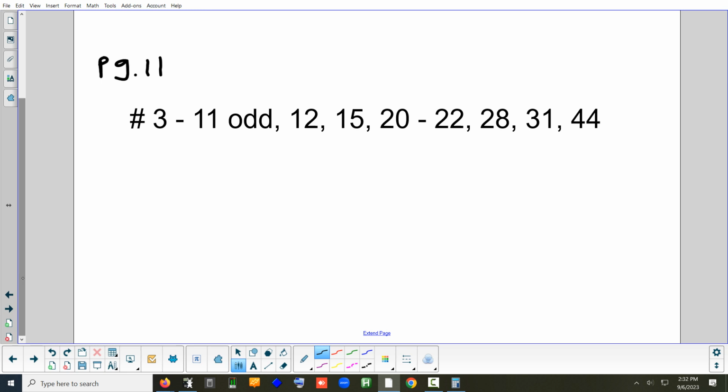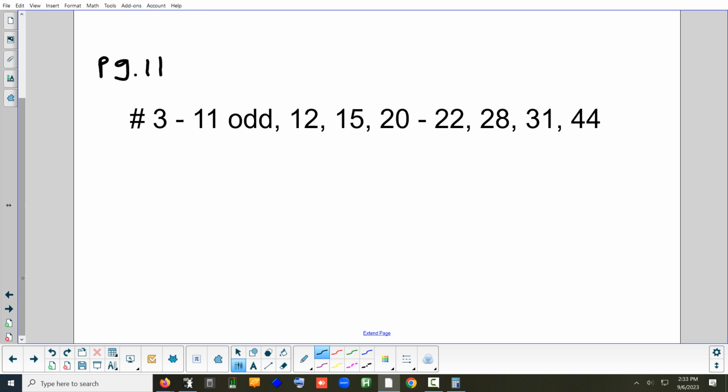Okay, so that's the homework for tonight. So it's 3 through 11 odd, and then 12, 15, 20 to 22, that's all, because it doesn't say odd or even. And then 28, 31, and 44. So it might take a little bit just to get used to how the book asks questions. Sometimes the book will refer to a graphing calculator as a grapher. So if it says use your grapher to do something, it means graphing calculator.